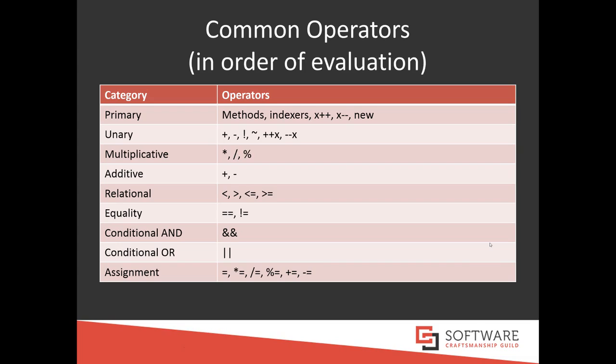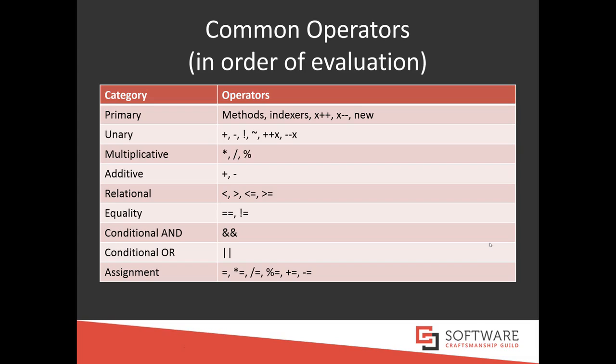Multiplicative, we have multiply, divide, and modulus. Modulus gives you the remainder of division. Then we have our additive, plus minus. Relational operators always return true or false. Is the first value less than the second value? True or false? Is it greater than? Is it less than or equal? Greater than or equal? The equality operator is very important and sometimes confusing.